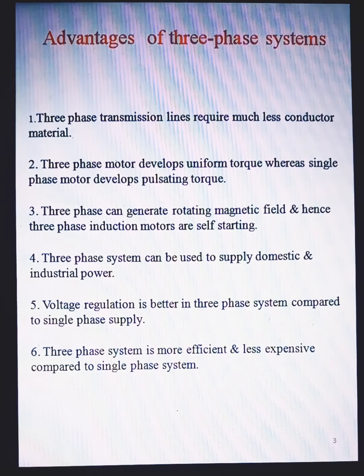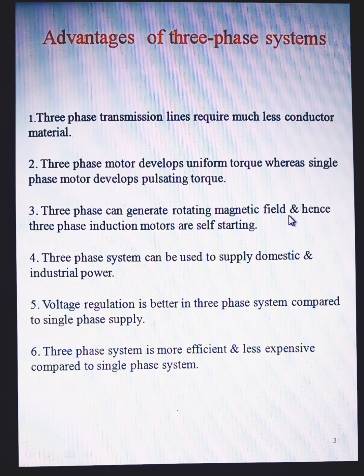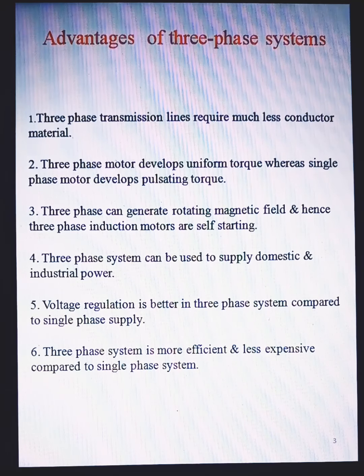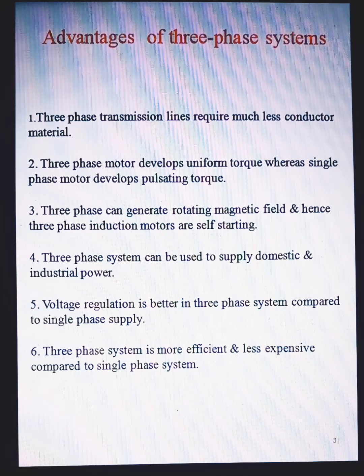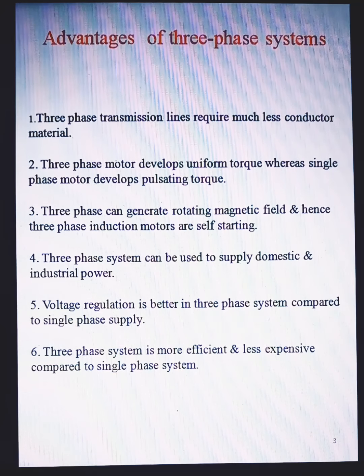Next is three phase can generate rotating magnetic field. If you take a three-phase induction motor, it works on the principle of rotating magnetic field, so that they are self-starting, but it is not possible to generate rotating magnetic field in single-phase circuit. Three-phase circuit gives good voltage regulation, and also its efficiency is high because losses are less, especially I2R losses, copper losses are less.